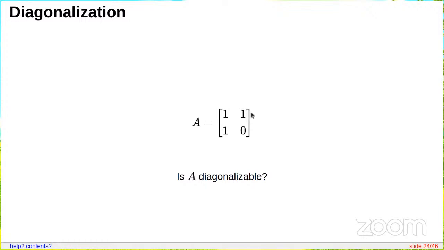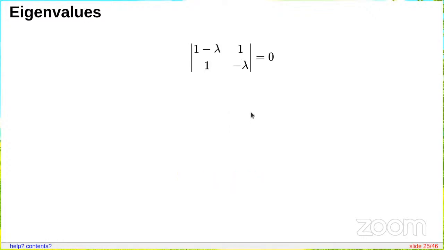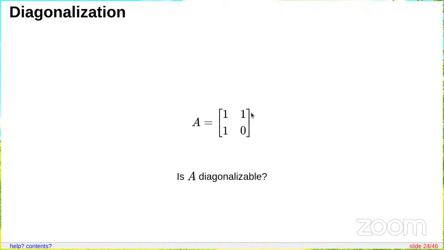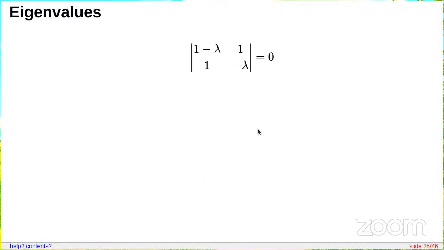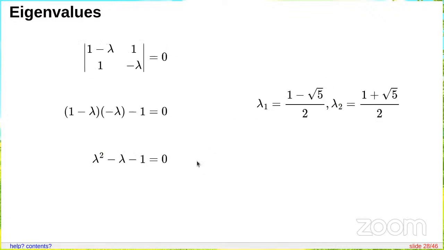So what is the first step if you want to find the eigenvalues? Exactly, we find the eigenvalues. Remember the matrix, I won't be displaying it from now on. It's 1, 1, 1, 0. So it's 1 minus lambda, 1, 1, minus lambda. I set this determinant to 0, so I get (1 minus lambda)(minus lambda) minus 1 equals 0. So I get lambda squared minus lambda minus 1 equals 0. A simple quadratic equation gives two roots. Lambda 1 is (1 minus root 5) by 2. Lambda 2 is (1 plus root 5) by 2.